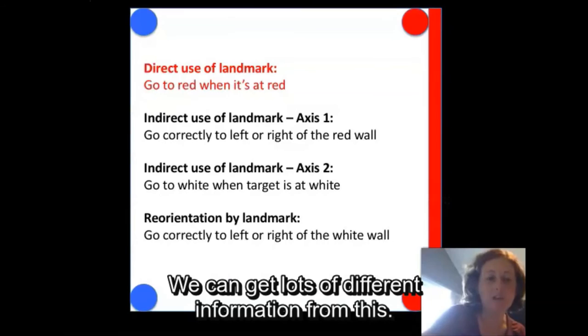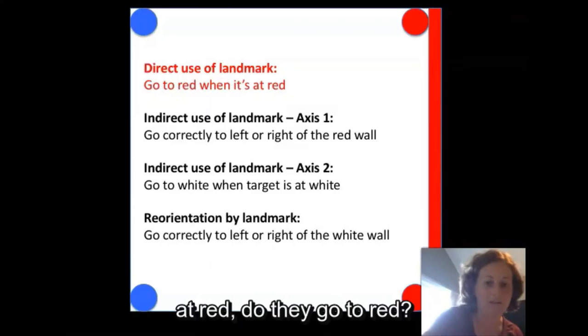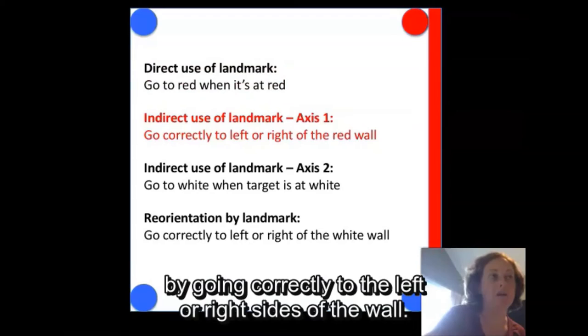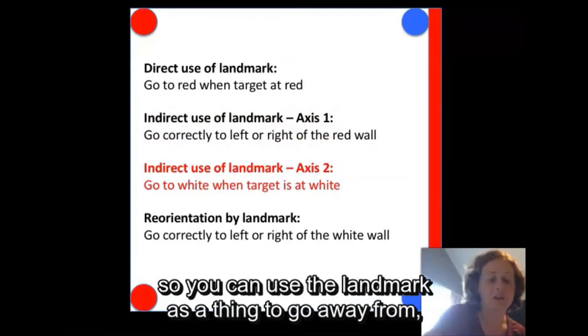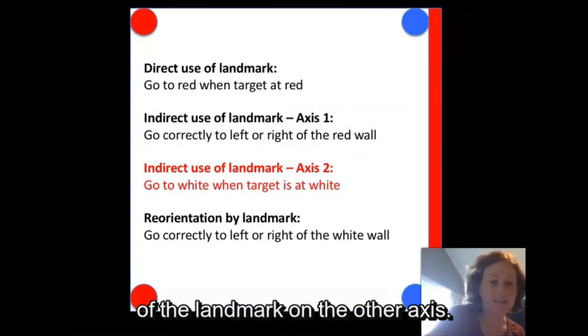We can see if children use the landmark directly. So if we hide it at one of the two corners at red, do they go to red? We can see if they can use it indirectly by going correctly to the left or right sides of the wall. We can see if they use it in an "at" or "away from" indirect function. So you can use the landmark as a thing to go away from, and that's sort of an indirect use of the landmark on the other axis. So do you go to the white wall when it's at the white wall?